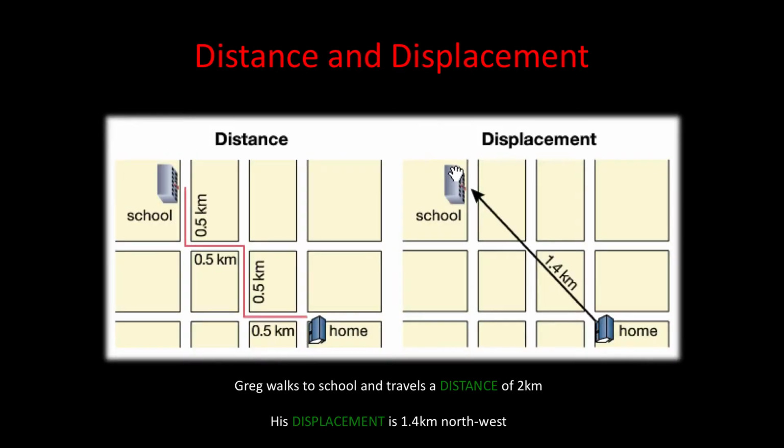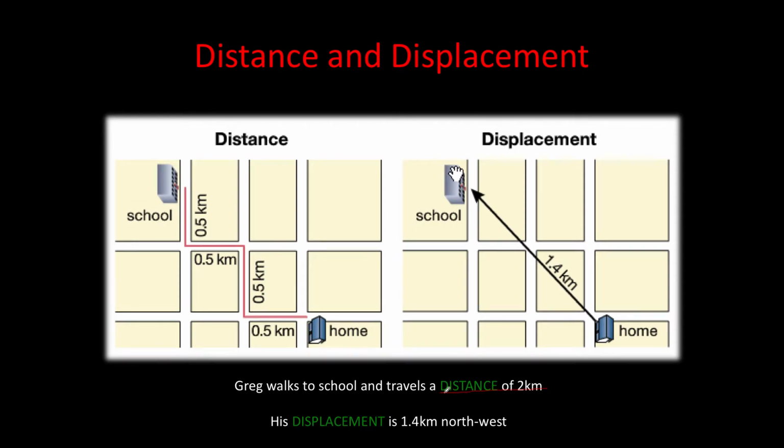Let's take a look at what I mean. I've got two diagrams here, one showing the distance traveled and one showing the displacement between two objects. On this diagram here on the left, a student starts at home, and in order to get to school, the student must zigzag their way through the streets in order to actually make it to their school. And they travel a particular distance, 0.5 kilometers here, 0.5 kilometers here, here, and here. And so Greg, the student, walks to school and travels a distance of 2 kilometers.